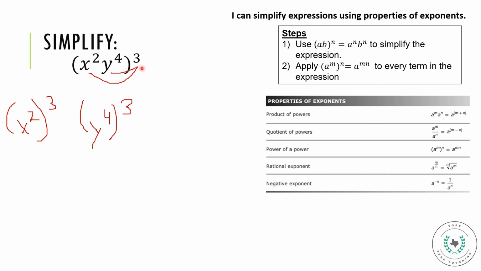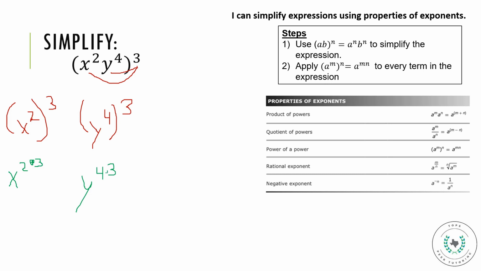As you can see, we essentially distributed this cubic exponent, or exponent of 3, to both of the terms in the parentheses. Now we can use this multiplying exponents rule to state that this x value will become x to the power of 2 times 3, and this y will become y to the power of 4 times 3.